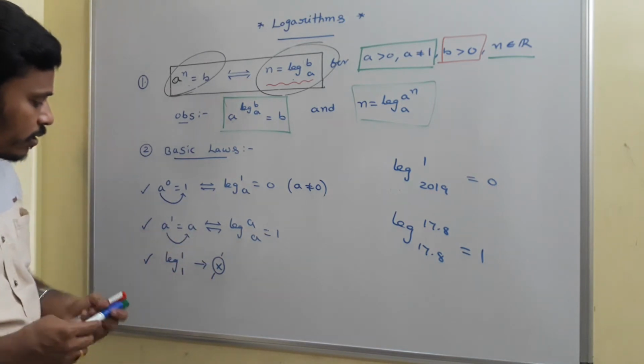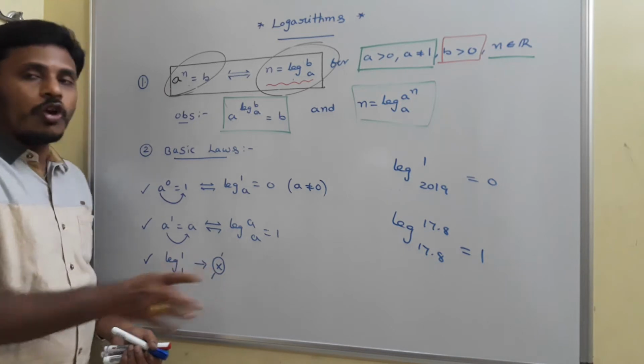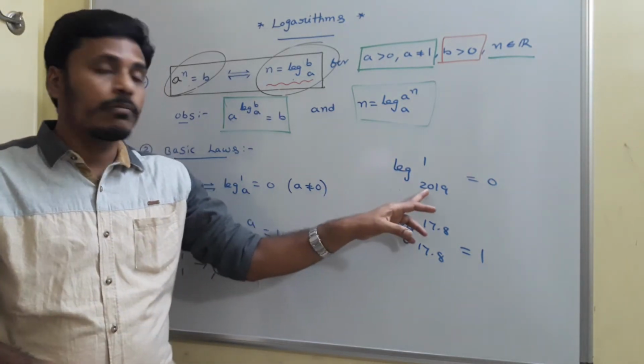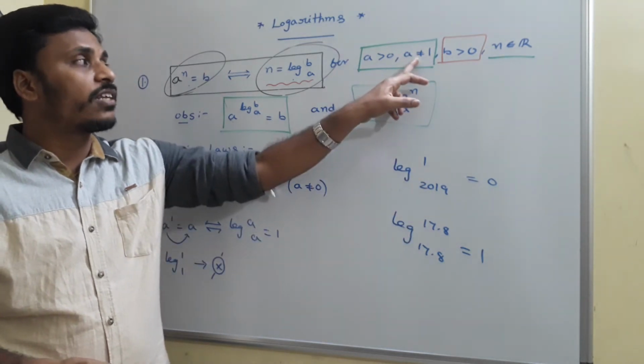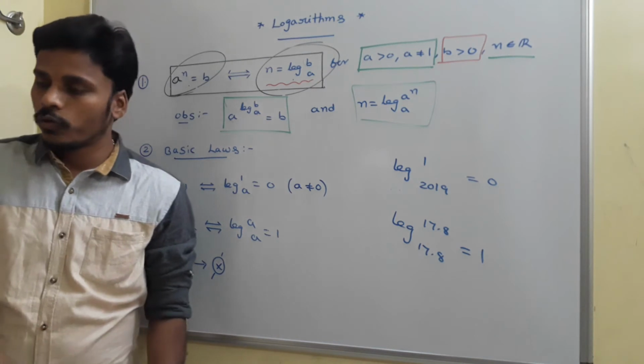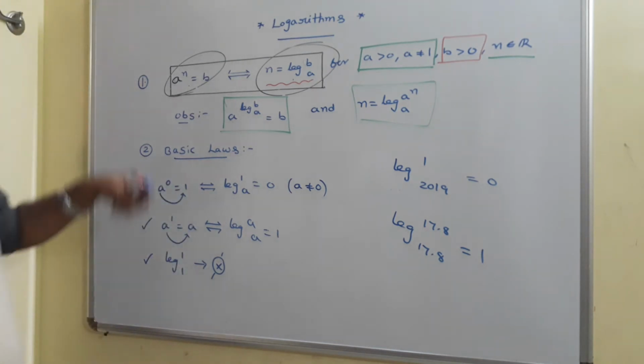And one more idea is that logarithm of 1 to the base 1 is not defined. Logarithm of 1 to the base any number is 0, but that any number can't be 1. Why? Because here there is a restriction that a can't be 1. So logarithm of 1 base 1 is actually an indeterminate form and an undefined term in logarithms.